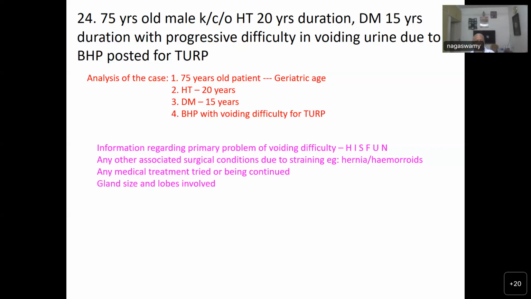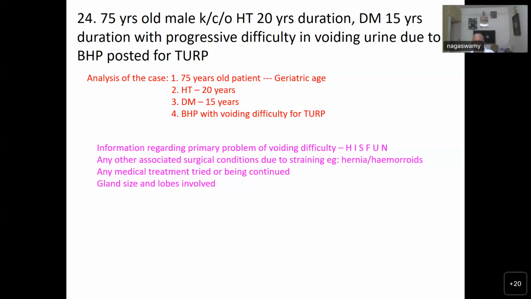And you must go through the records and see the gland size and the lobes involved. Which is the lobe which will be commonly involved in these patients? How many lobes are there? 5 lobes are there, and which lobe commonly produces obstruction? The median lobe. That is the one which is very close to the urethra, so that is the one which will enlarge, and that is the one which will give problem.